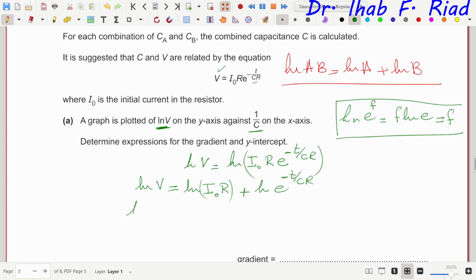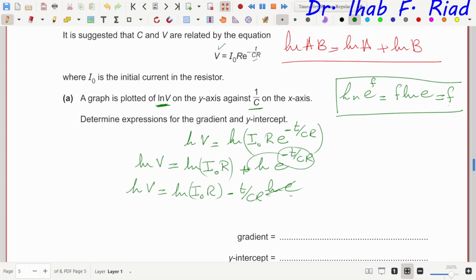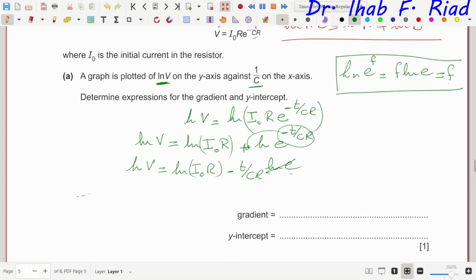Now we have to simplify this further. ln V is equal to, now we have this one, we are going to get the power down over here: ln I naught R minus T over CR ln e, and this ln e we know translates to 1. Therefore ln V is equal to minus T over CR plus ln I naught R.